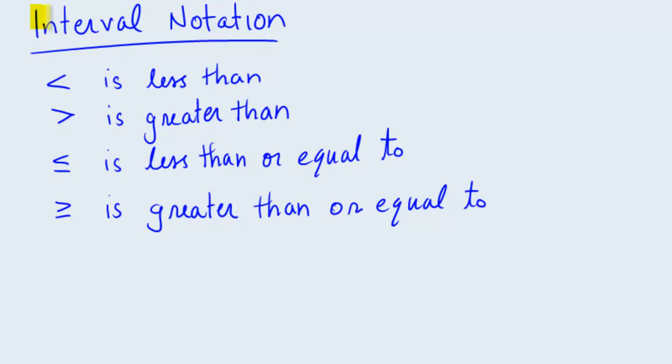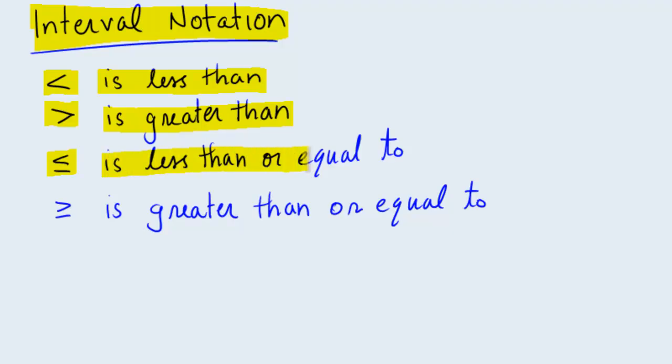Before we talk about interval notation, we need to refresh our minds of these four symbols. The first one is read as "is less than." This symbol is read as "is greater than." This symbol right here is read as "is less than or equal to." The fourth symbol here is read as "is greater than or equal to."